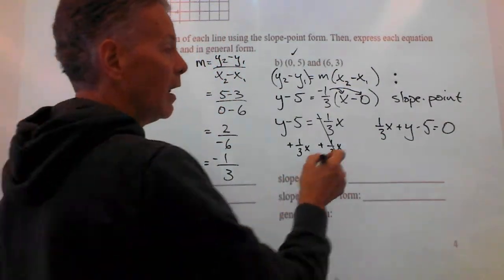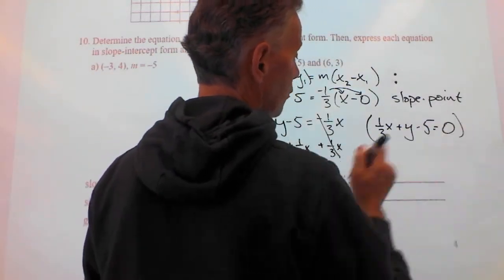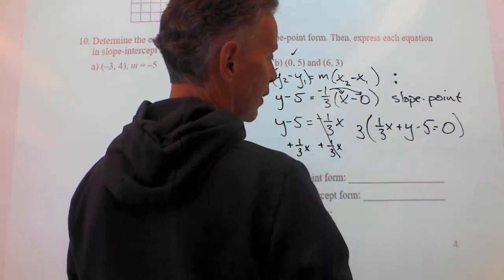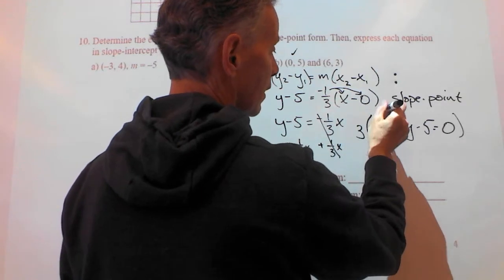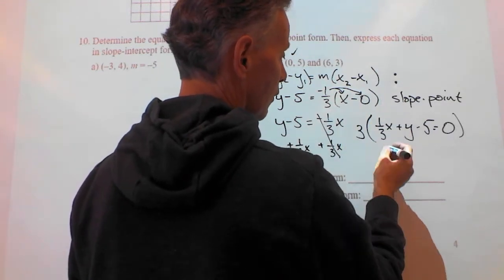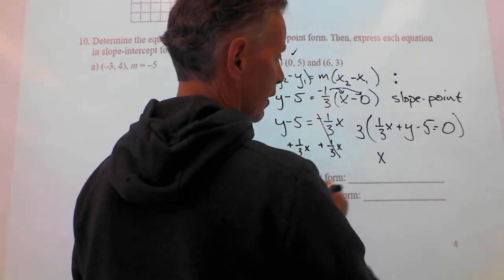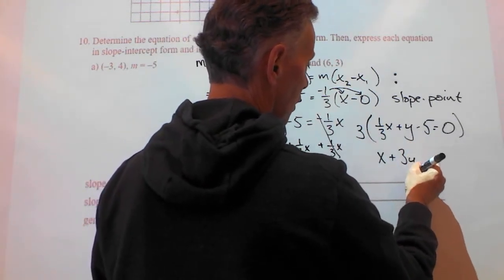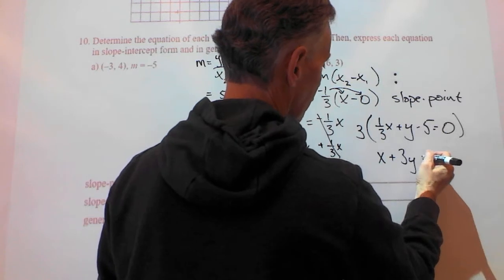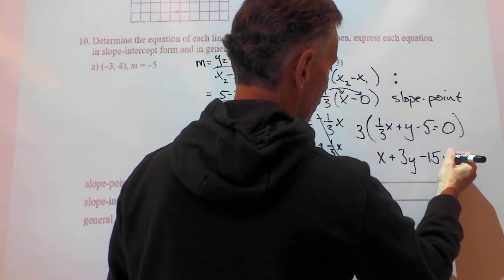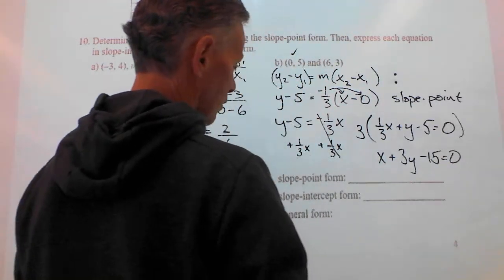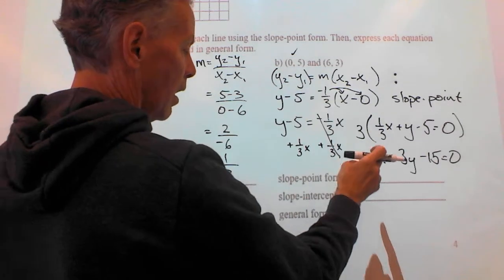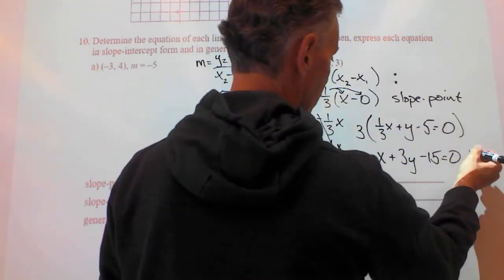We're not done yet. We've got to get rid of this denominator of 3. You know how to do that. We just multiply everything through by the denominator we're trying to get rid of. So 3 times 1 over 3 is 3 over 3. That will leave us with simply 1x. 3 times y is 3y. 3 times minus 5 is minus 15, equals 0. Okay? So our slope point form is here. Our general form is here.